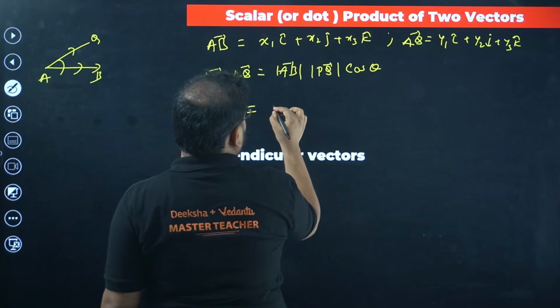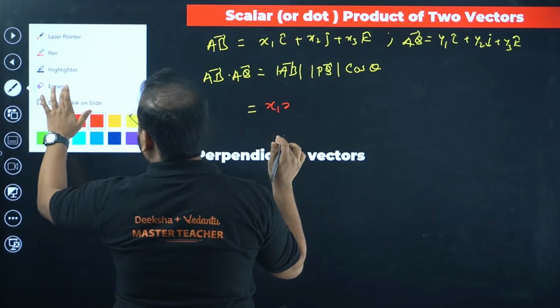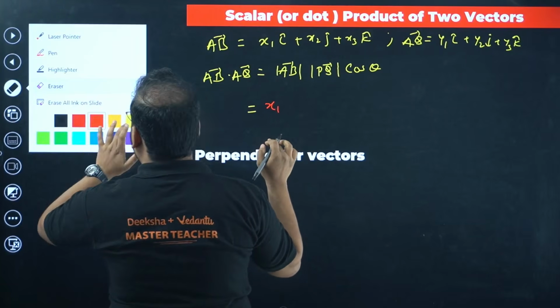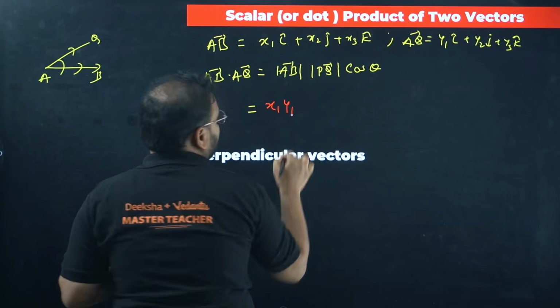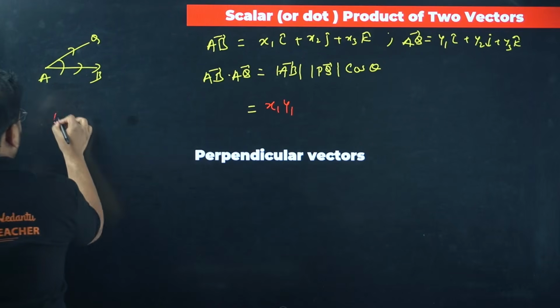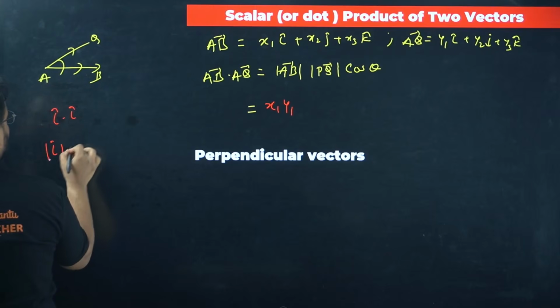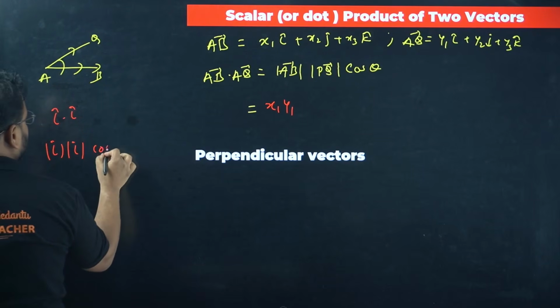Check here. So you'll get what? x1 y1. You'll get what? You'll get x1 and y1, first one. Okay, because when you multiply I dot I, you're gonna go like this: mod of I into mod of I and cos of theta.